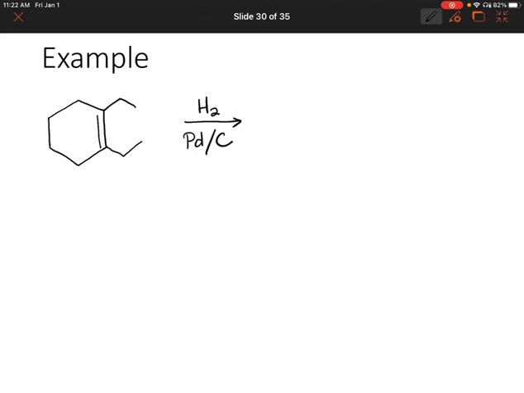Okay, so we said that hydrogen will go through syn addition. So let's say they add from above. The ethyl groups will be behind the plane, and they'll be syn to each other. Okay, what if we added the hydrogens from below?